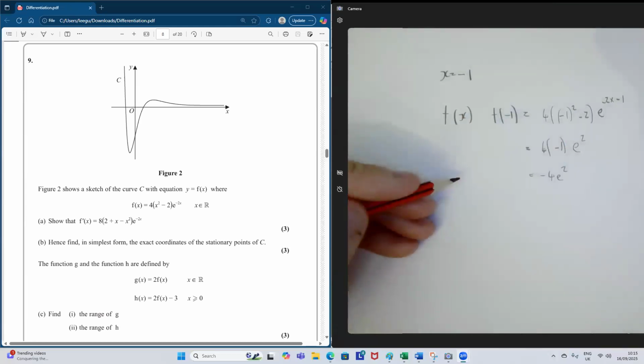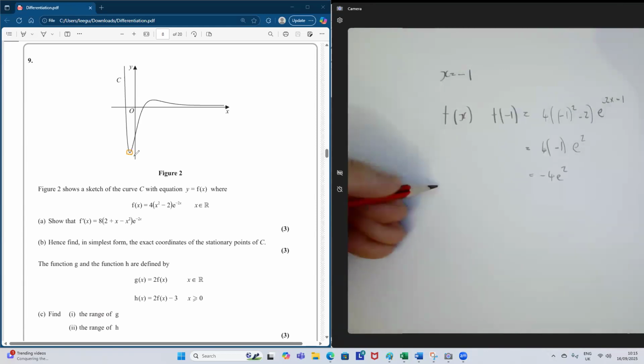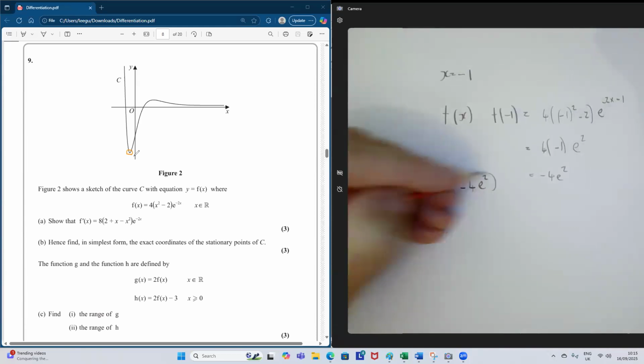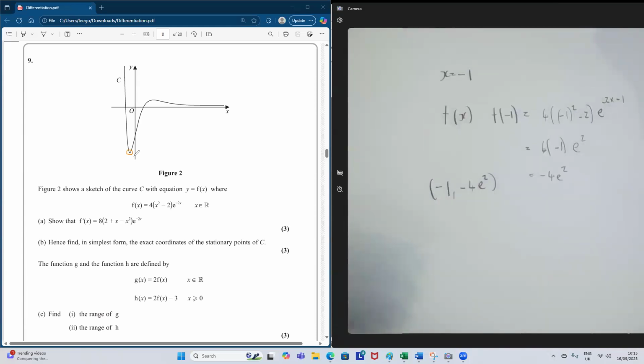So the coordinate of the first turning point, if I just indicate where that is here on the sketch, this one here, has the coordinate of minus 1, minus 4e squared. So that's the coordinate of the one I've just indicated on the diagram.